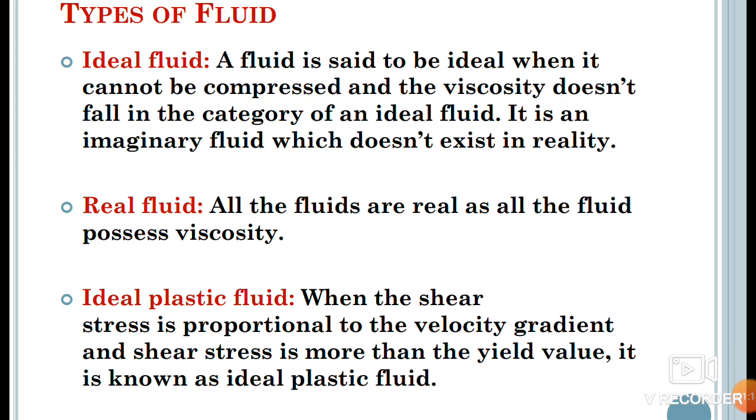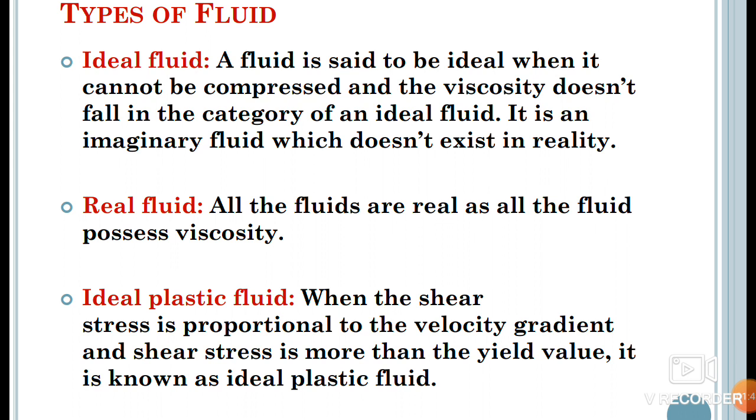Second one is a real fluid. All the fluids are real because all of them possess some viscosity. A real fluid is a fluid which possesses some sort of viscosity. And the third one is ideal plastic fluid. When the shear stress is proportional to the velocity gradient and it is more than the yield value, those kinds of fluids are known as ideal plastic fluid.